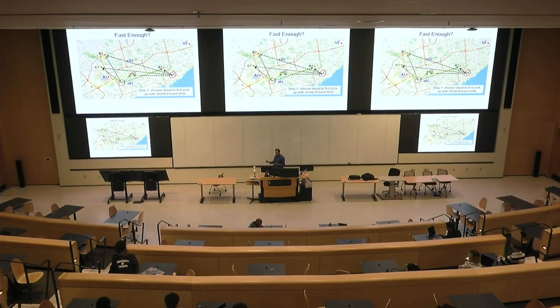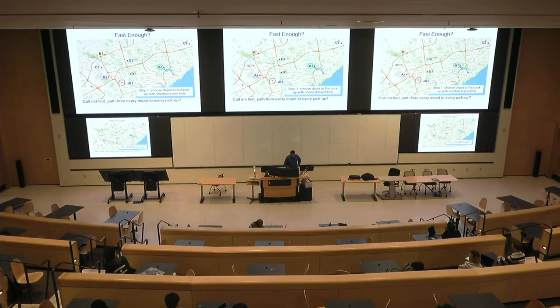Okay, so 12 total travel times for this small problem that I want to get, and then I pick the smallest one, and that's going to decide, let's say this was the smallest travel time, so that makes my decision. Start at this depot, go to that pickup, so I call find path, I get that travel path, and I've made my first decision. Okay, so is this fast enough?